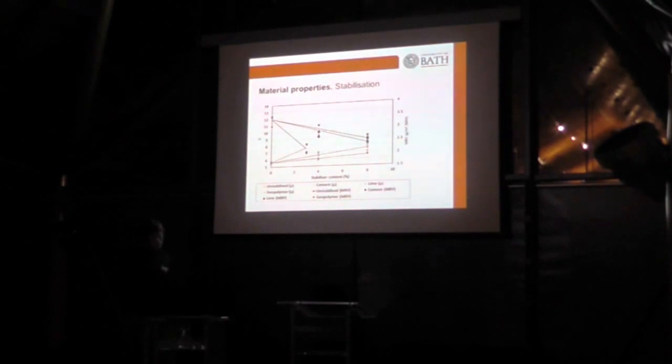Stabilization, so we tried different contents of cement and lime: 4% of lime, 4% of cement, 8% of cement, 8% of lime. Geopolymer is quite trendy at the moment, adding sodium hydroxide to the soil. And they all decrease the moisture buffering value. There are some papers that say the opposite, but all our samples showed that the dynamic response is decreased.